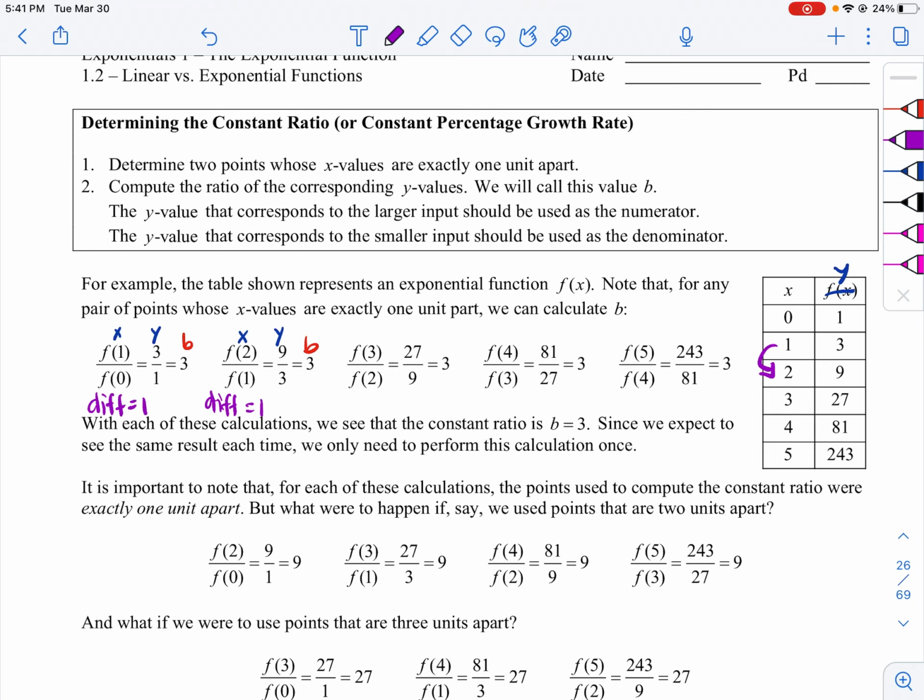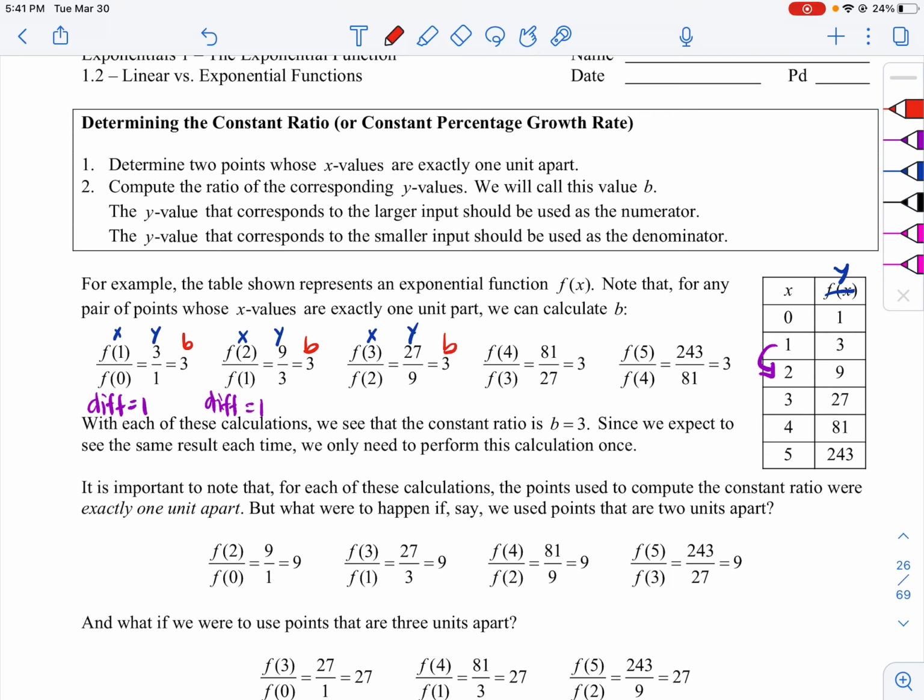Okay, moving on. I have here f of 3. So when my x is 3, my y is 27. Let's verify. If my x is 3, my y is 27, correct? Next, my x is 2, my y is 9. Correct. 27 divided by 9 is 3. 3 is what we call our b value. Moving on, f of 4.